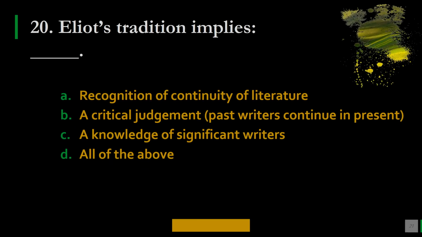And the last question, Eliot's tradition implies dash. A, recognition of continuity of literature, B, a critical judgment of how past writers continue in the present, C, a knowledge of significant writers, and D, all of the above. So what is meant by tradition according to Eliot? Please choose your option, and the correct option is D, all of the above. In tradition we find all these things: recognition of continuity of literature, a critical judgment, and a knowledge of significant writers. So these three things are there in the tradition. Based on these three things we can judge any literature in the present.